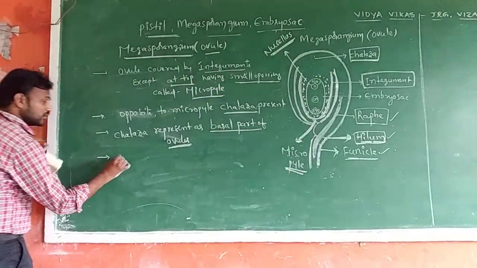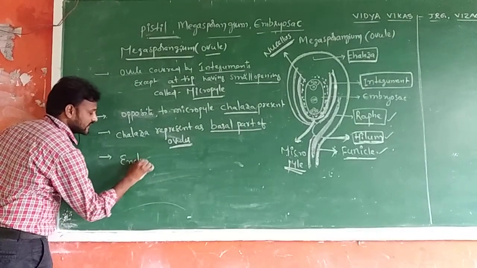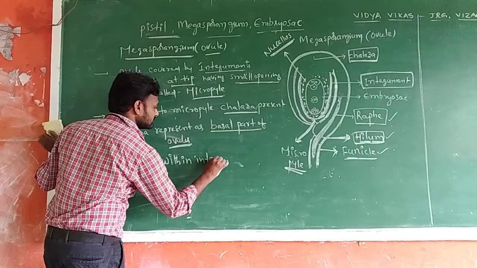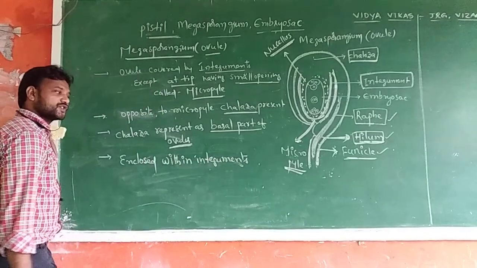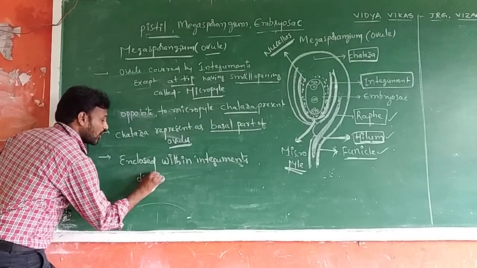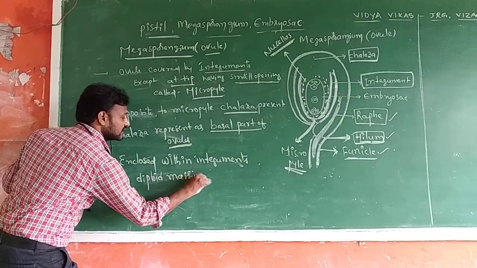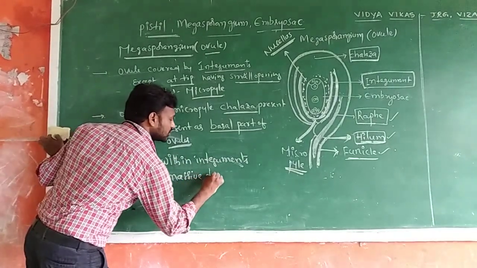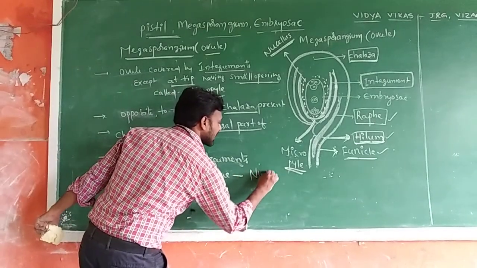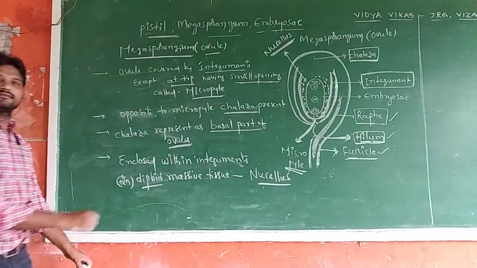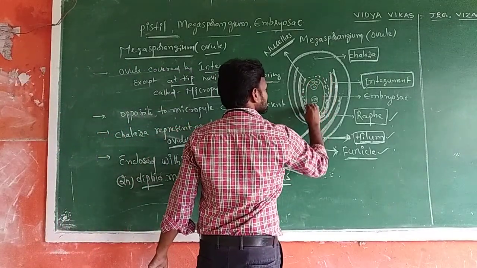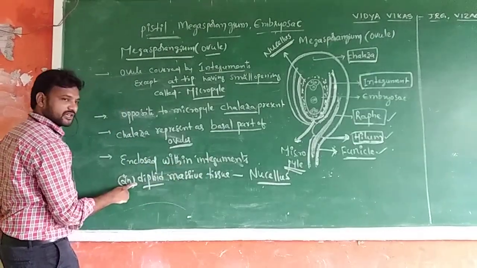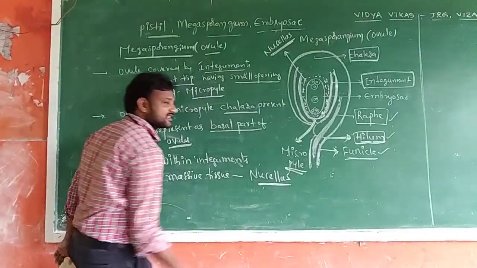So nucellus means, what is that, sir? Enclosed within integuments. The diploid massive tissue. Massive means more. Diploid means 2N. Enclosed within integuments, the diploid massive tissue is called nucellus. This is the nucellus tissue, sir. This tissue is covered by integuments, that's why enclosed within integuments. The diploid massive tissue is known as nucellus.